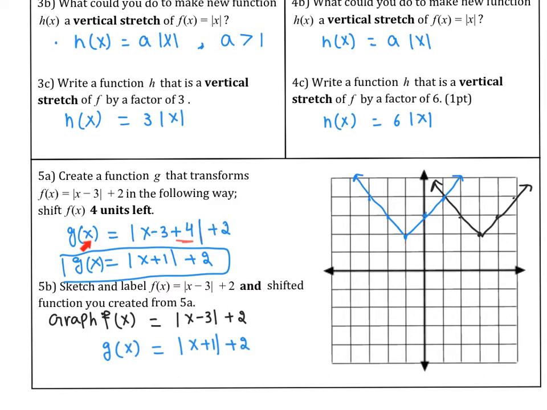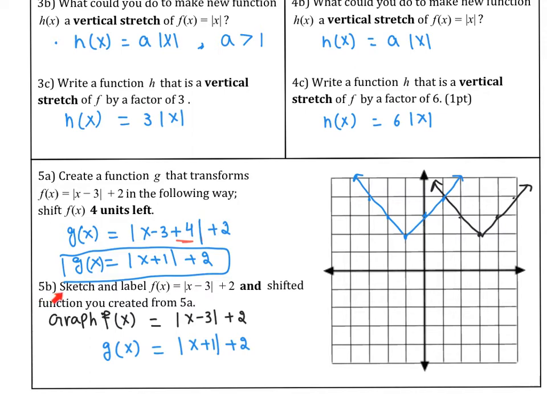For the g(x) that is shifted 4 units left, it means that you're going to add the 4 inside the function. So 4 units left means add 4 inside the function. So this is going to be added inside. So the 2 remains as it is. So the new function g(x) is going to be x plus 1 plus 2 outside.